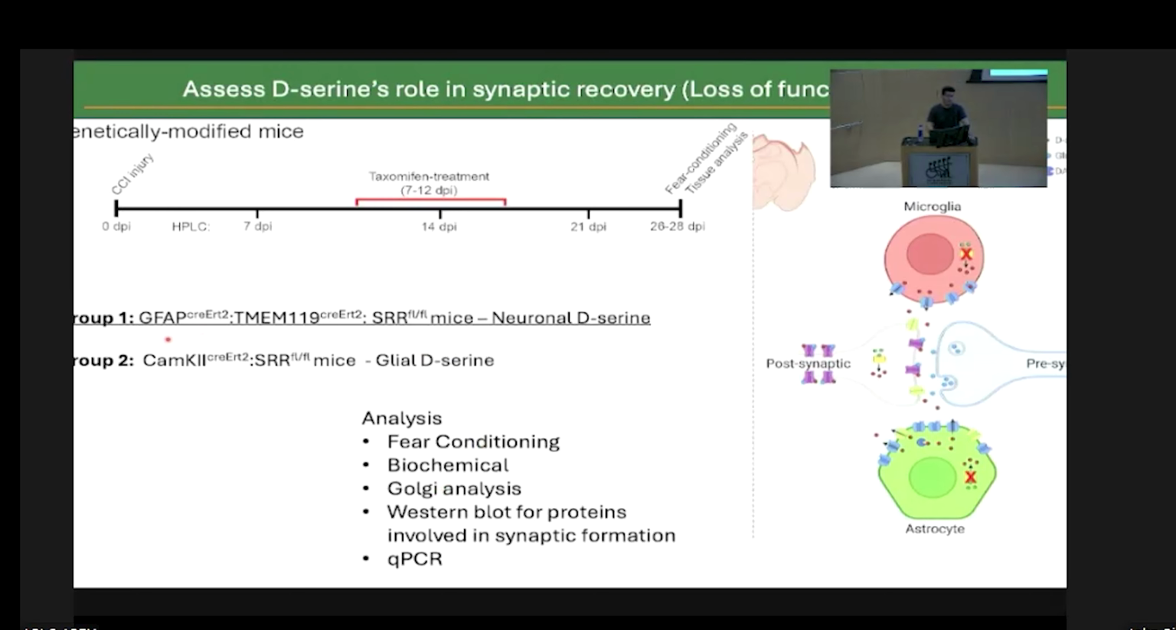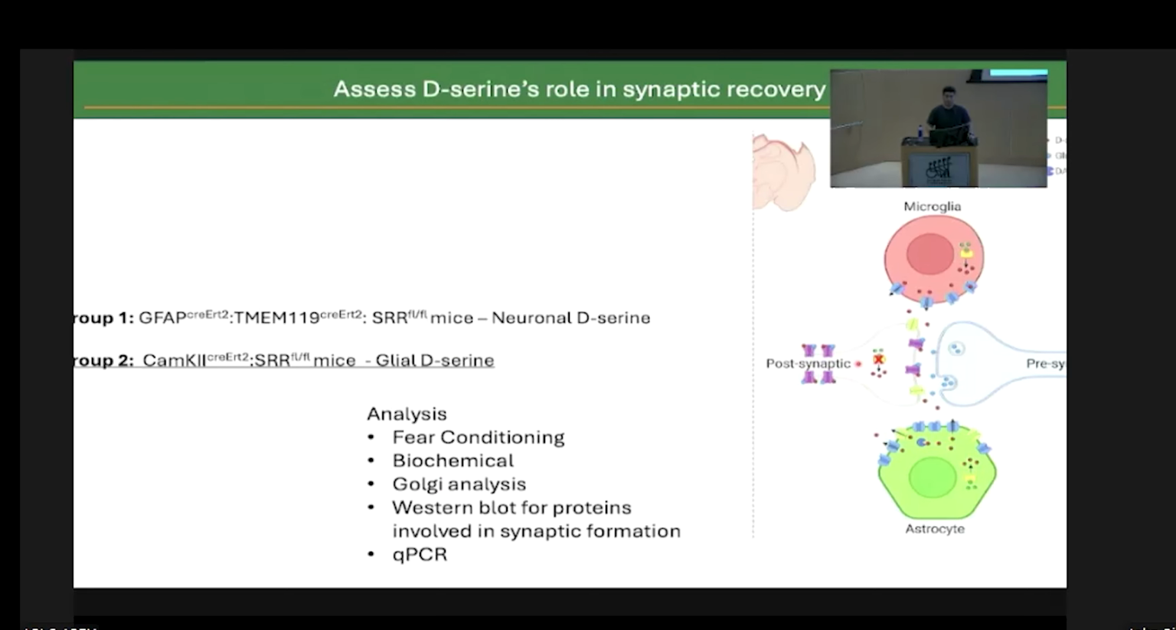We generated a double knockout of serine racemase in astrocytes and microglial cells. Knocking this out allows us to study how neuronal D-serine modulates synaptic recovery. To assess the contribution of these glial cells in synaptic recovery, we're going to use a neuronal knockout of serine racemase. Here we'll be able to assess how neuronal D-serine contributes to synaptic recovery. From here, we'll do some downstream analysis, looking at fear conditioning, biochemical analysis, and Golgi analysis.